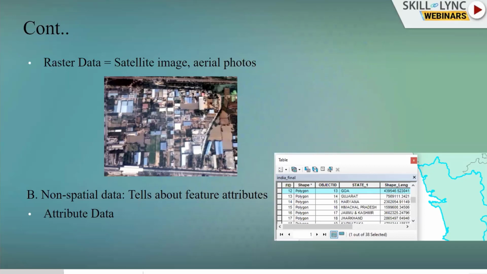Then non-spatial data gives us information about a feature that is not related to location. It can give information about anything, whether related to area, length, name, etc., in the form of a table.